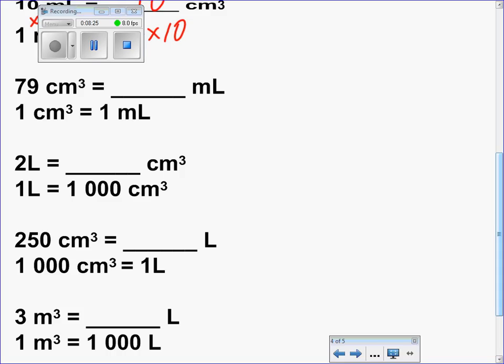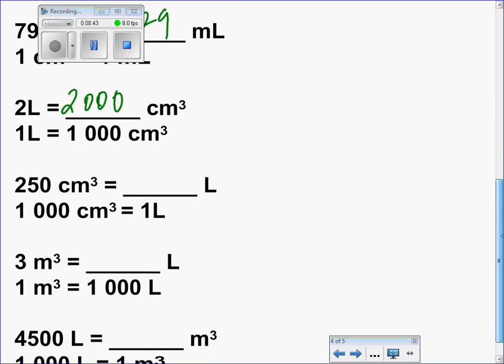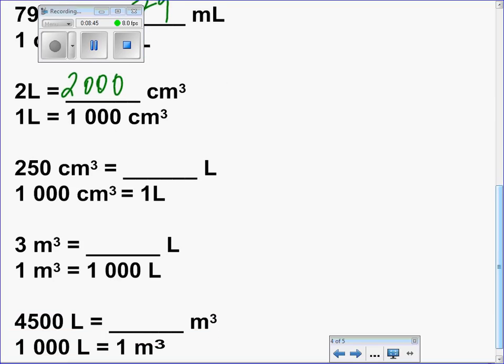79 cubic centimeters is how many milliliters? 79. 2 liters is how many cubic centimeters? 2,000. 250 cubic centimeters is how many liters?